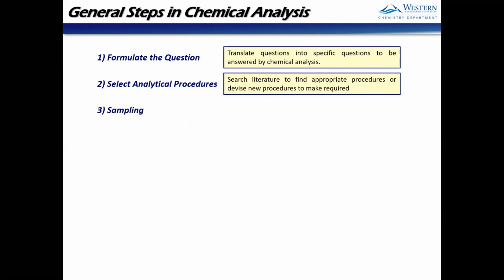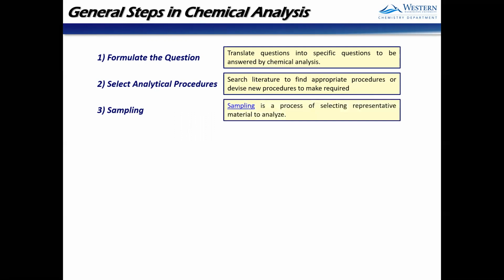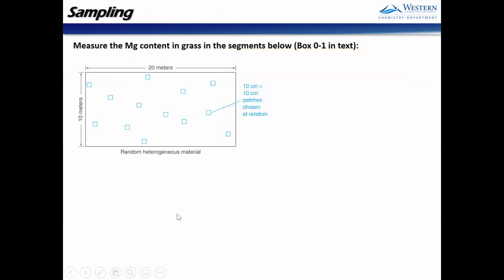Next thing you need to do is sampling. What that means is you need to select a representative material to analyze. Well, the name of this class is analytical chemistry, so you know you need to analyze stuff. So what stuff should you analyze? You should relate it to your question, and the sample you analyze should be representative, right?